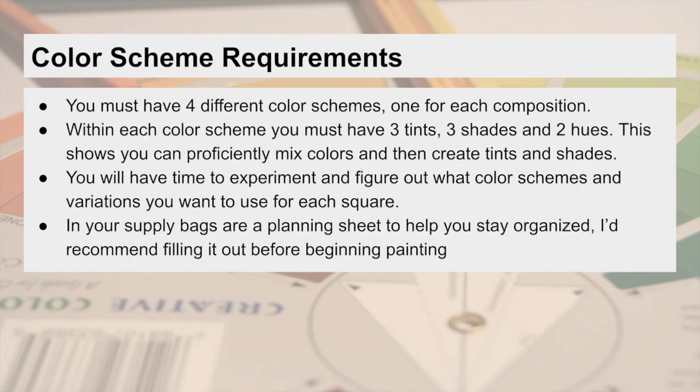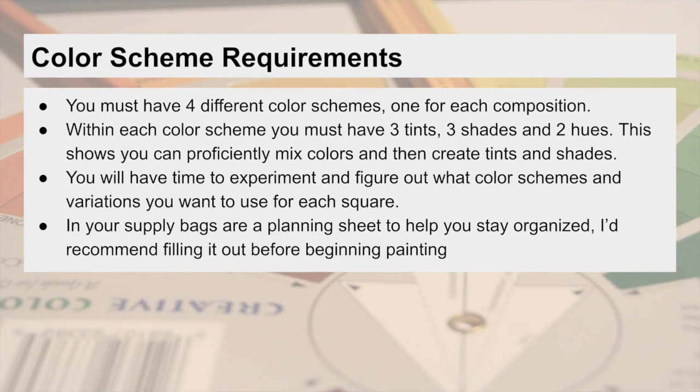For color scheme requirements, you must have 4 different color schemes, 1 for each composition. Within each color scheme, you must have 3 tints, 3 shades, and 2 hues. This shows you can proficiently mix colors and then create tints and shades. You will have time to experiment and figure out what color schemes and variations you want to use for each square. And in your supply bag are planning sheets to help you stay organized, and you will be filling them out before you begin painting.